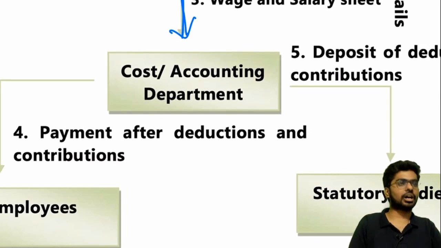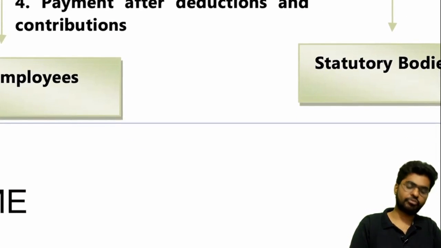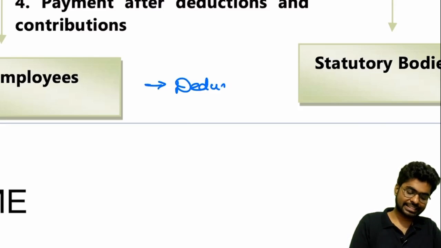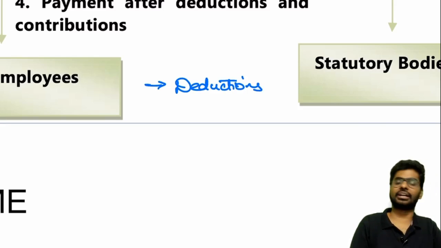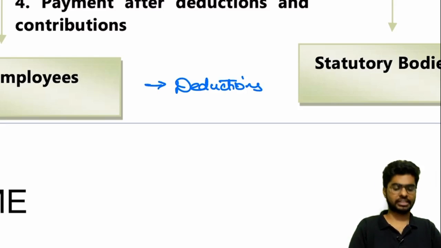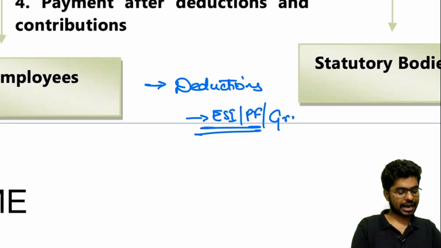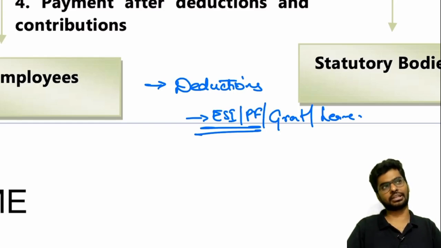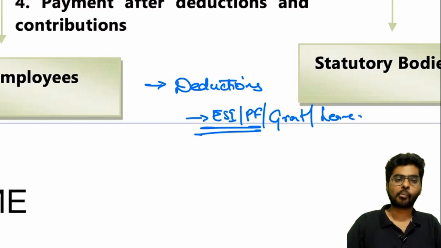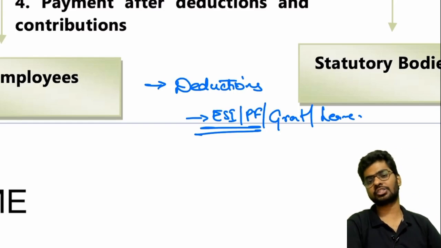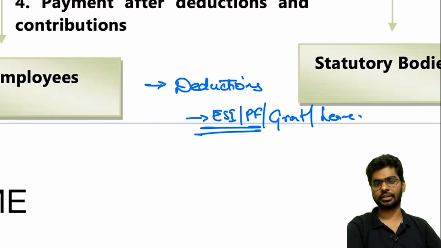Now what the accounting department does is, before paying salary, they check whether there are any deductions. What are these deductions? It can be your ESI, PF, gratuity or any leave cuts. All of this it will deduct and then pay the balance to the employee. Are you clear?